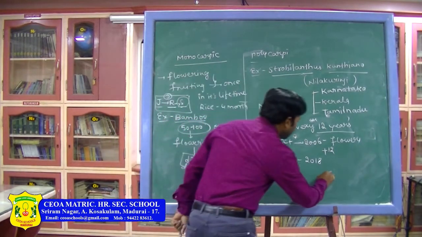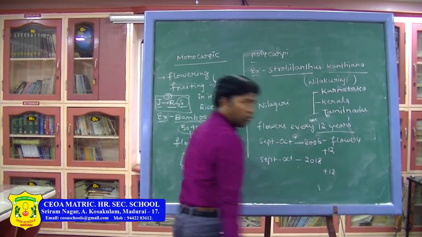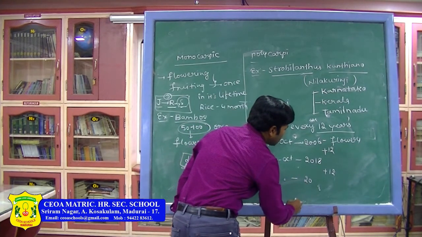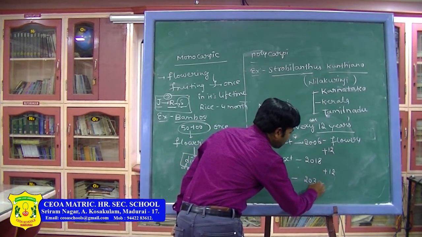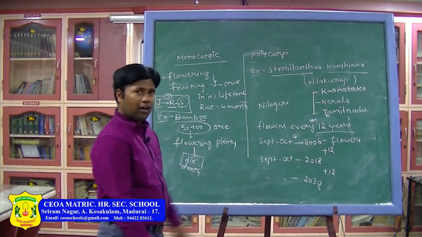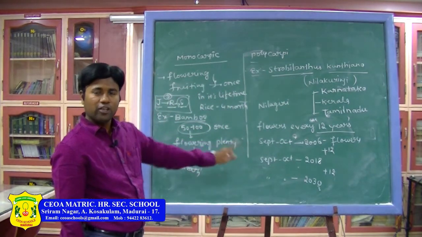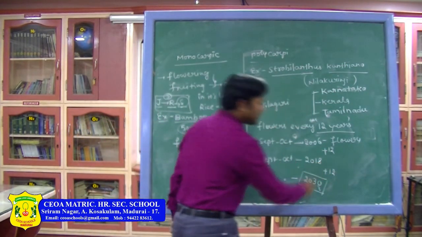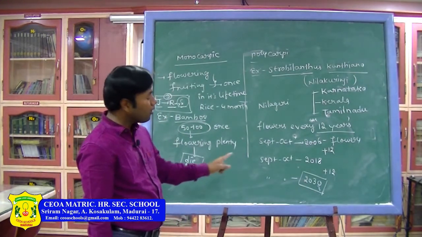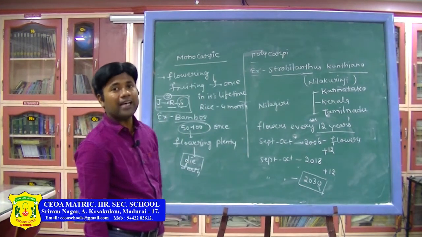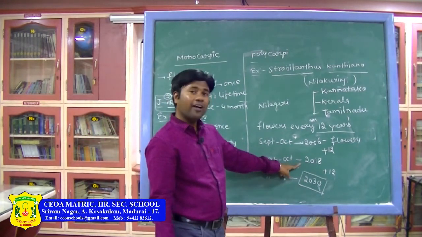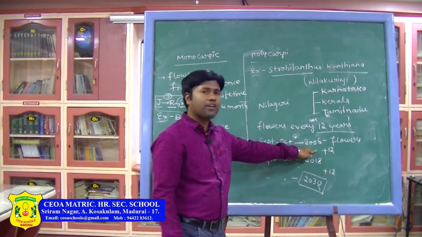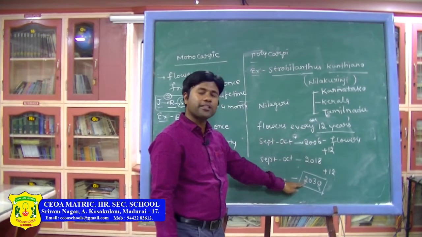Okay. Next, again if you add 12 years, when do you see the flowers? That is September to October of 2030. Already 2018 is completed, we cannot see. So, if you want to see those flowers, it is possible in 2030 only. A question will be asked: Strobilanthes kunthiana has given flowers in 2018, when will it give flowers again? If you remember every 12 years it gives flowers, then you can pick the option, that is 2030.